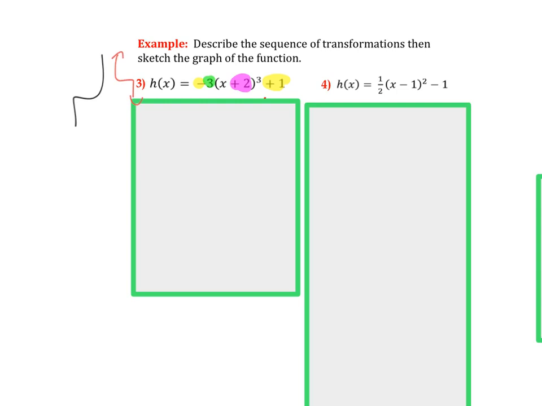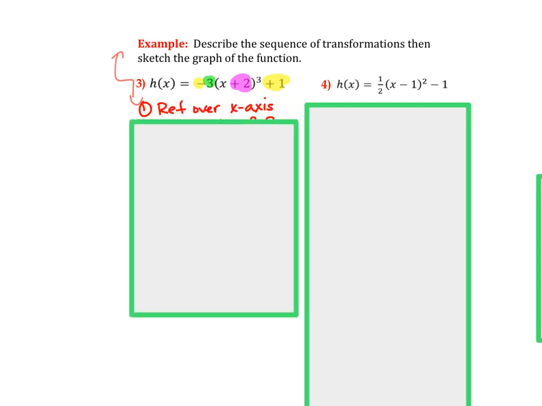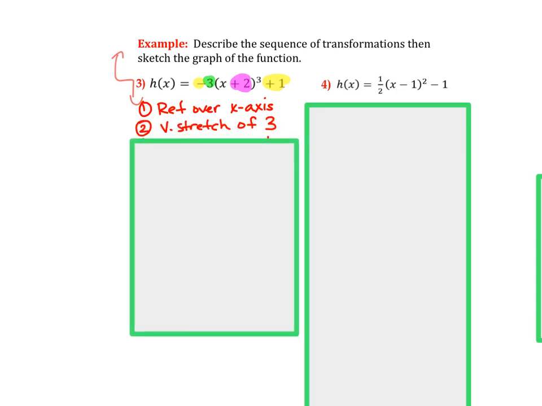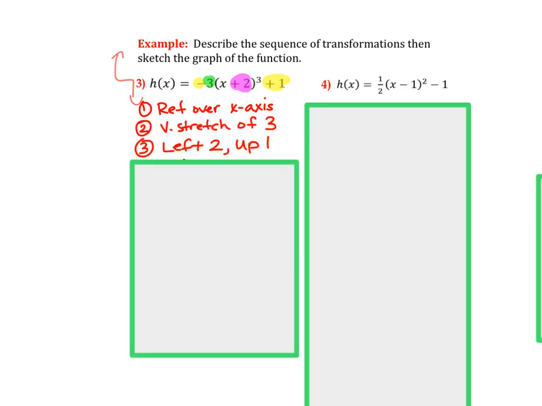We have a 3 out front as the coefficient, so that means it's going to be stretched by a factor of 3. Then we have a plus 2, so that means it's going to go to the left, and then a plus 1, which is on the outside, so it's going to go up. Let's see how we did. Reflect over the x-axis, yep, got that. Stretch of 3, left 2, up 1.